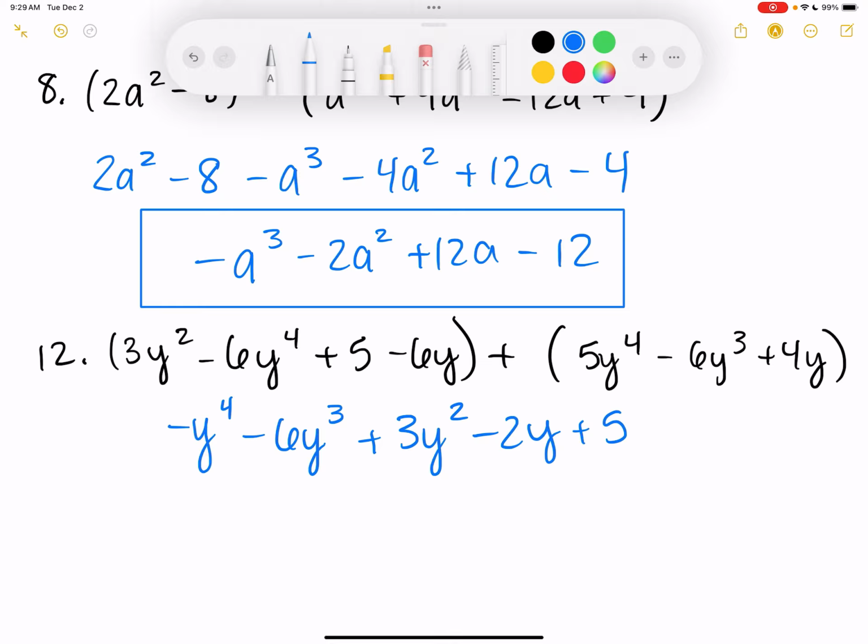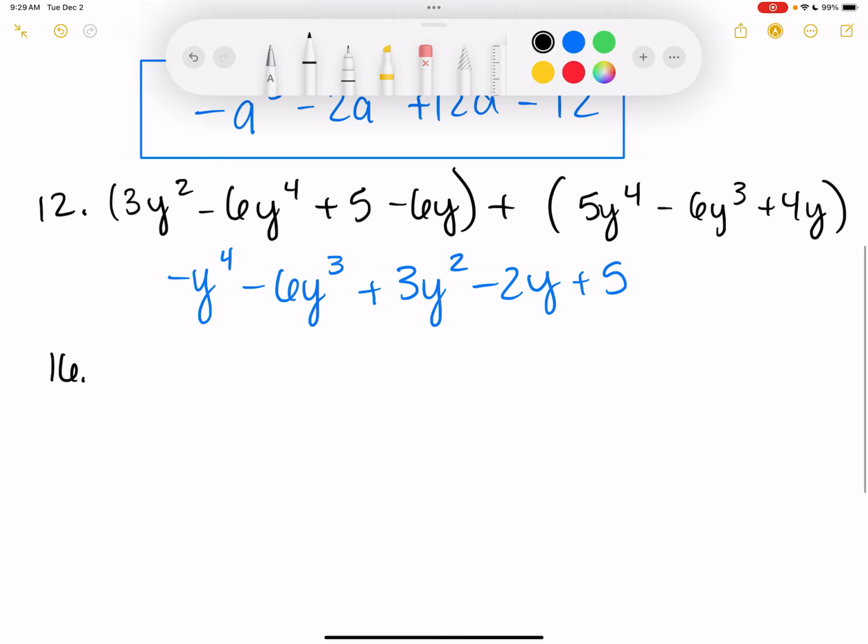All right, that's adding and subtracting. That's the easy stuff. Now we're multiplying polynomials. Yeah. Polynomials. I'm just hungry.